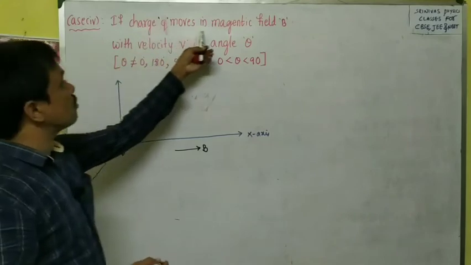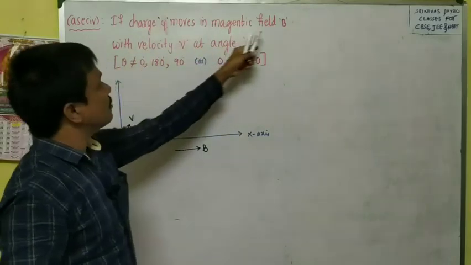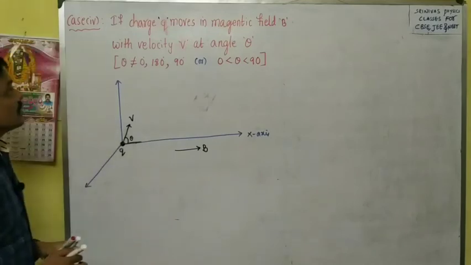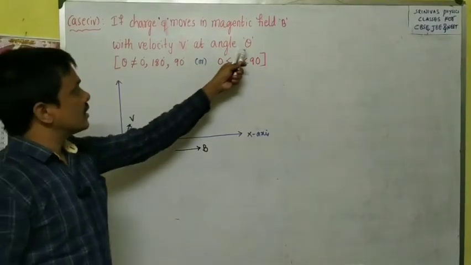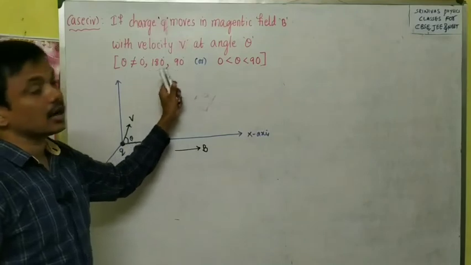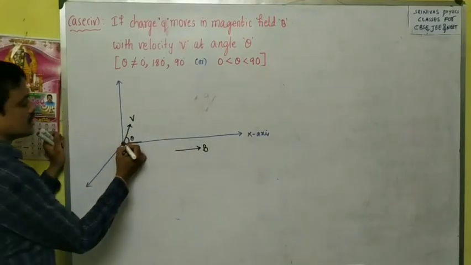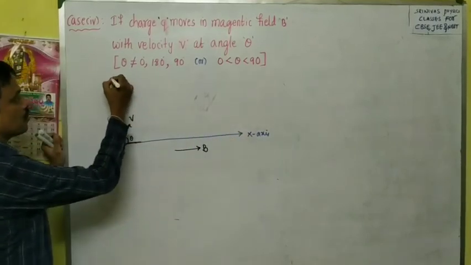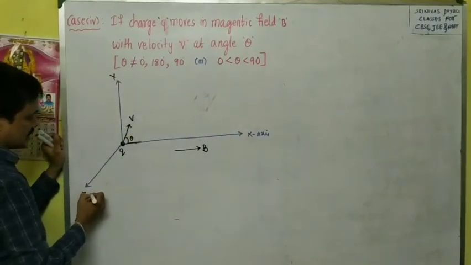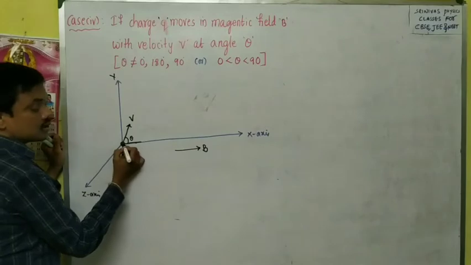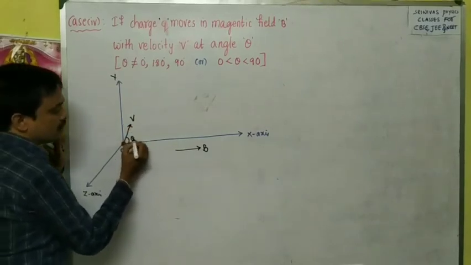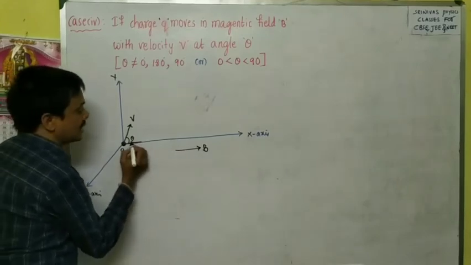If charge Q moves in the magnetic field B with velocity V at an angle theta, right? The charge moves at an angle theta. The theta is not 0, not 180, not 90. At that moment, look at here, this is the charge Q. This is x-axis, this is for example y-axis, this is z-axis. The charge Q is moving with velocity V at an angle theta with the magnetic field. The magnetic field is along x-axis.